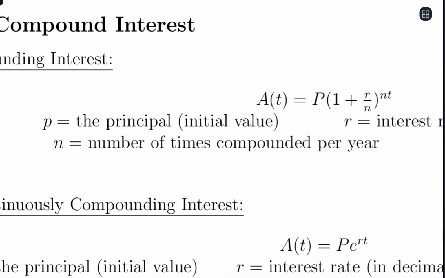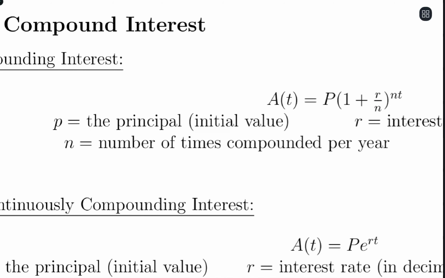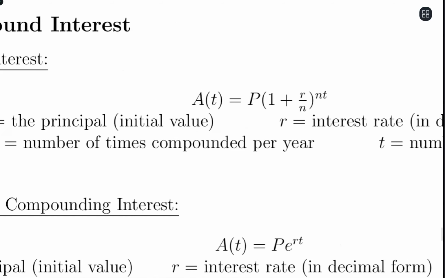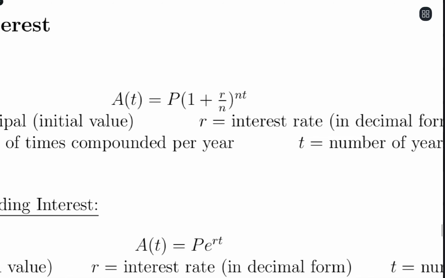n is the number of times that the account compounds per year. So if they say something like compounded quarterly, that would be 4 times a year. If they say compounded monthly, 12 times a year. Depending on that description, that number will change. And then t is the number of years that have passed.